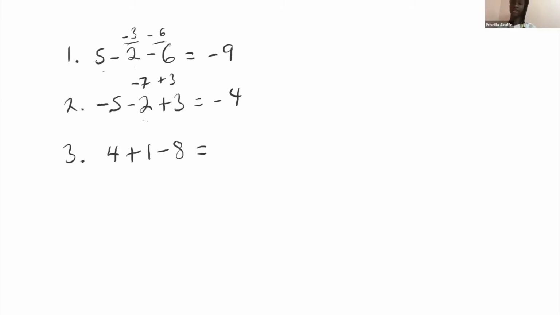4 plus 1 is 5, and then 5 minus 8 is -3. So 4 plus 1 is 5. 5 minus 8 is -3. Awesome. Okay. And so now let's look at another scenario.